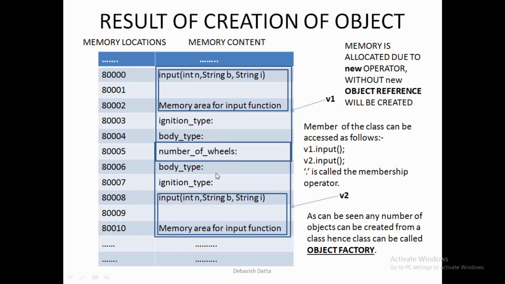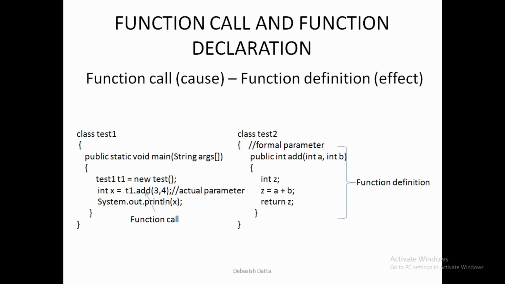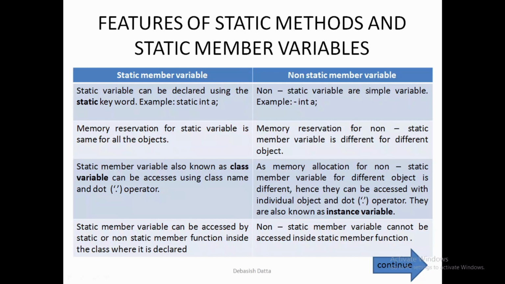So when we have created two member variables of this class Vehicle, v1 and v2, for the non-static data member separate memory has been reserved, but for the static data member only a common memory is being reserved for both the variables. So no matter how many objects you create, for a static data member only a single memory will be reserved. That is what is shown in this point. Memory reservation for a static variable is the same for all the objects, and memory reservation for a non-static member variable is different for different objects, as we have seen.